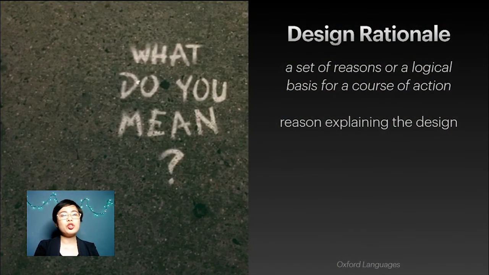Next, design rationale. Okay, ito madalas tinatanong to sa mga design, architectural design. Ano yung design rationale mo? Ang ibig sabihin ng rationale is a set of reasons or a logical basis for a course of action. That's the reason explaining the design. Parang pag nilagay mo yung rationale mo, pag written kasi yan mostly naka mga 1 or 2 paragraphs explaining bakit ganun yung itsura ng design mo.